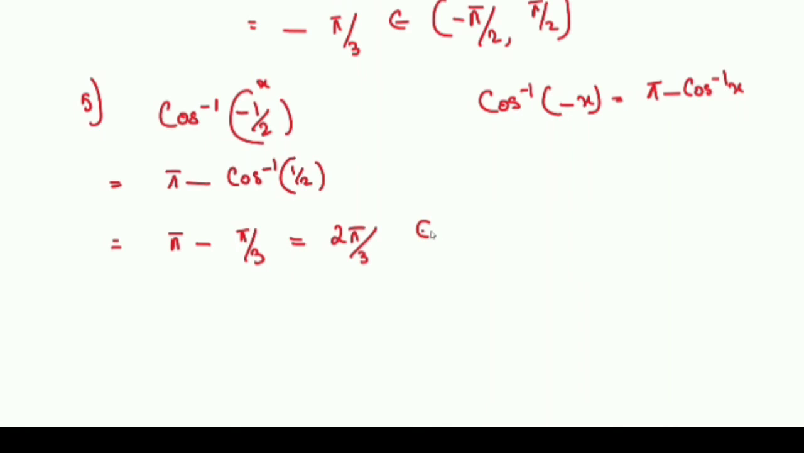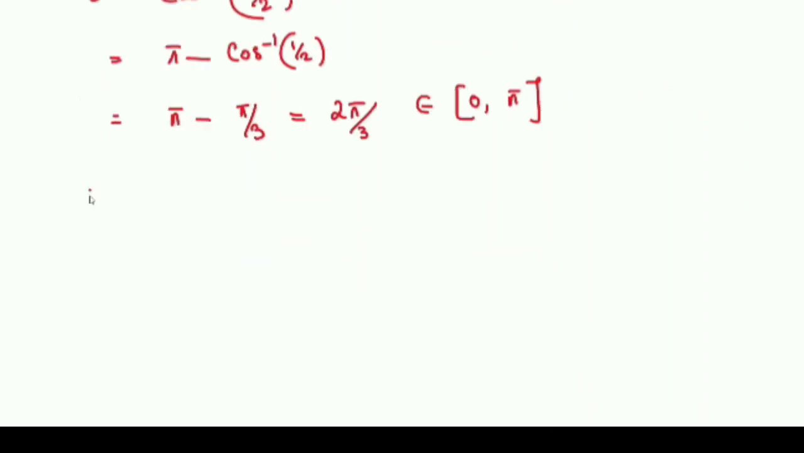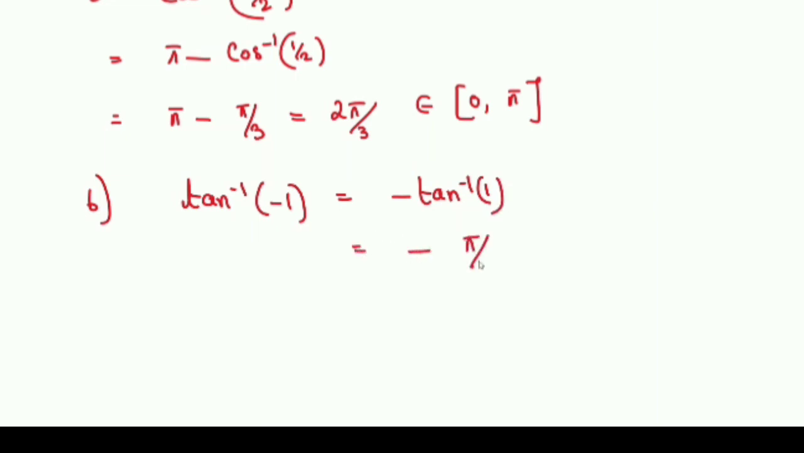What is the range of the cos inverse function? 0 to pi. So 120 is in this range, isn't it? 0 to 180. So it is the principal value. Tan inverse of minus 1 is minus tan inverse of 1, that is minus pi by 4. It is in this range.